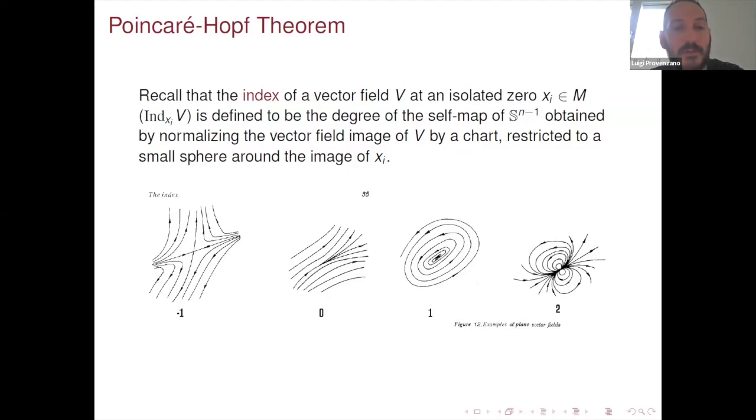So here we have vector fields with indexes -1, 0, 1, 2, etc. This is a picture from the Milnor book. This is just to recall what the index is. I don't want to enter into more detail.